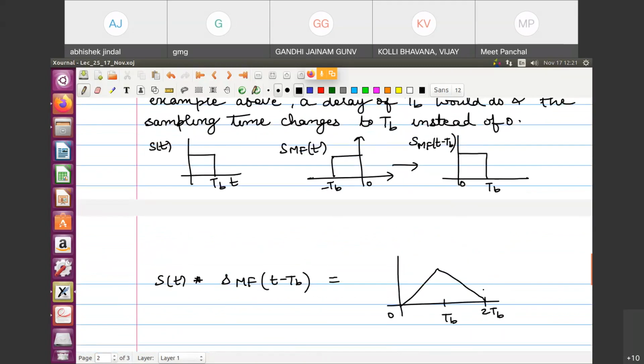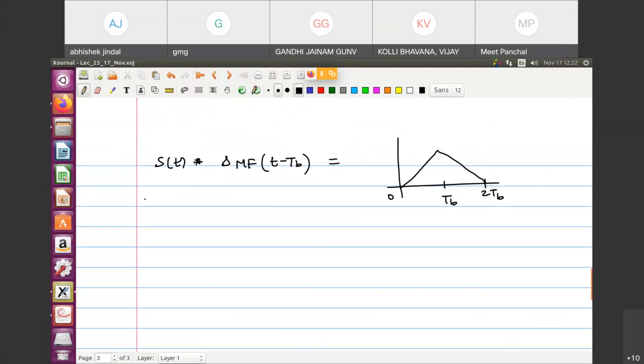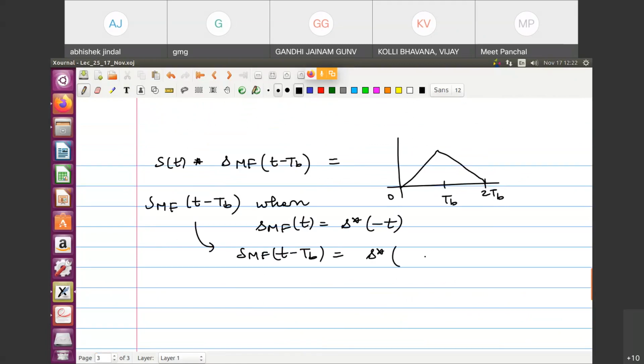Once you convolve, this will be flipped, and when you start the convolution, at the 0th point the value will be 0 and it becomes maximum at T_b, and the output falls to 0 again at 2T_b. Now, what is the expression for s_MF(t minus T_b)? s_MF(t) is nothing but s star of minus t. So s_MF(t minus T_b) is equal to s star of minus (t minus T_b).